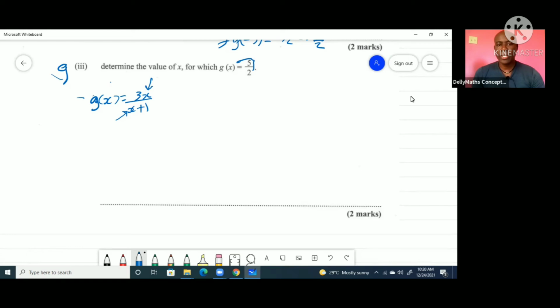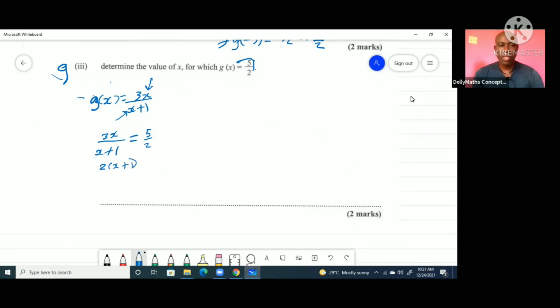Well, an easy way to sort that out is to let the function, which is 3x over x plus 1, equal 5 over 2. All right, and now we solve for x. Now, this is a rational function. So in order to get rid of the denominator, we're going to multiply throughout by 2, open bracket, x plus 1.